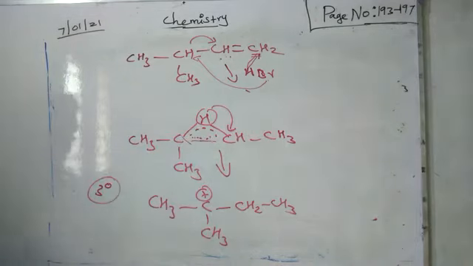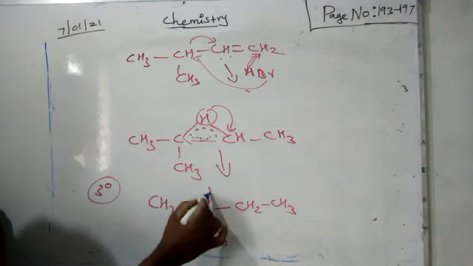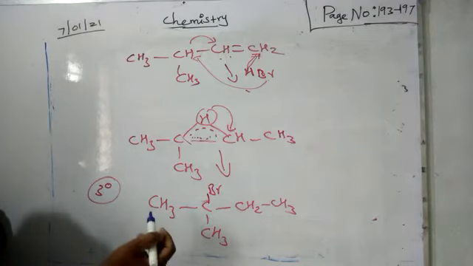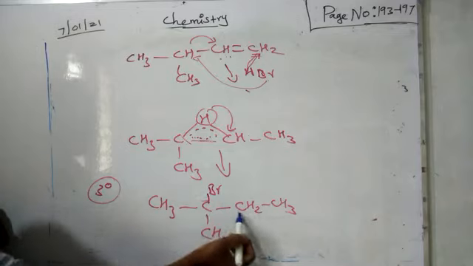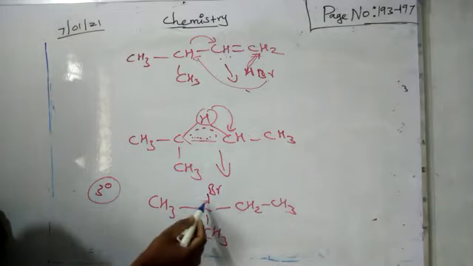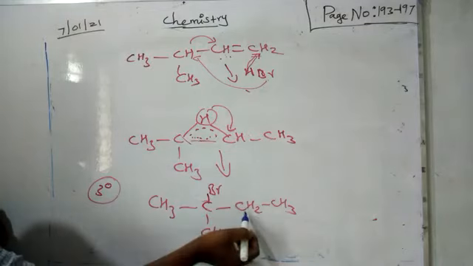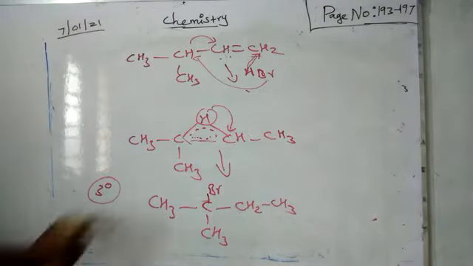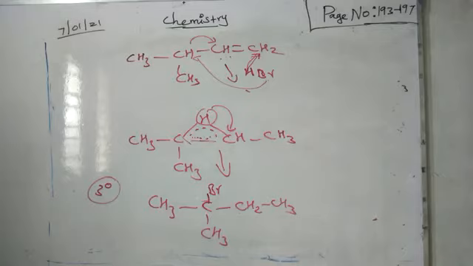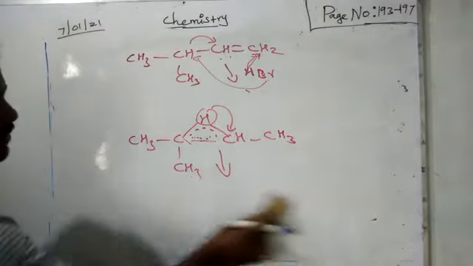So we are getting 2-bromo. Br will combine with this plus: CH3, CH3, Br, CH2, CH3. So the Br is attached to the tertiary carbon, not the secondary carbon, because it undergoes a special type of rearrangement. See, always we are following the Markovnikov addition rule.